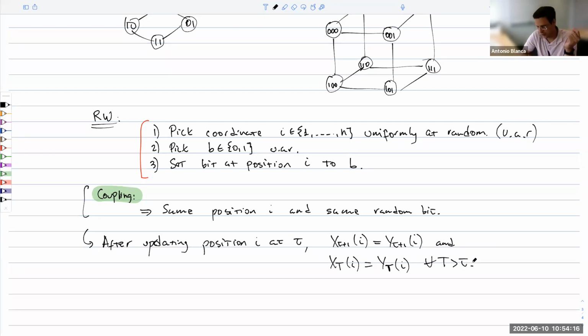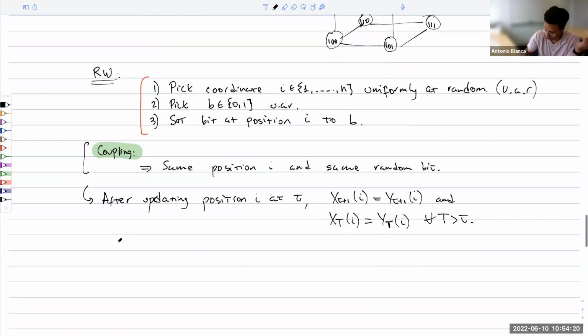Okay. So this suggests that if we want to bound when x_t equals y_t, all that we need to do is wait until all the components have been visited, because if that is the case, then they are equal, right? Once we updated every component, every coordinate, then they're going to be equal. That makes sense? So let's write that, right?